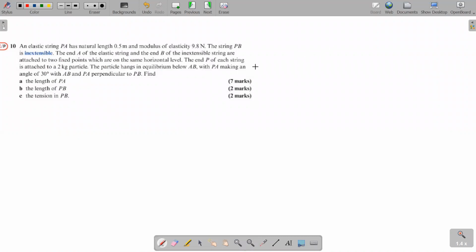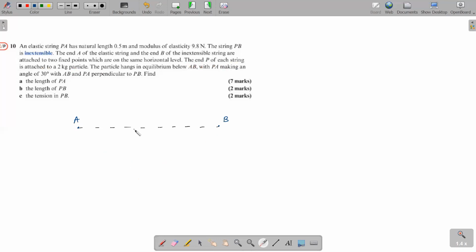So let's draw the diagram. There you have the same horizontal level. The ends of the strings are on this same horizontal level. The ends A and B. Shall I just mark end A over here, end B the other one over here? End A and B are on the same horizontal level. And what do they say? I think you have the two strings meeting down here, right? P. The end A of the elastic string and end B of the inextensible string are attached to two fixed points which are on the same horizontal level. The end P of each string is attached to a 2 kilogram particle.